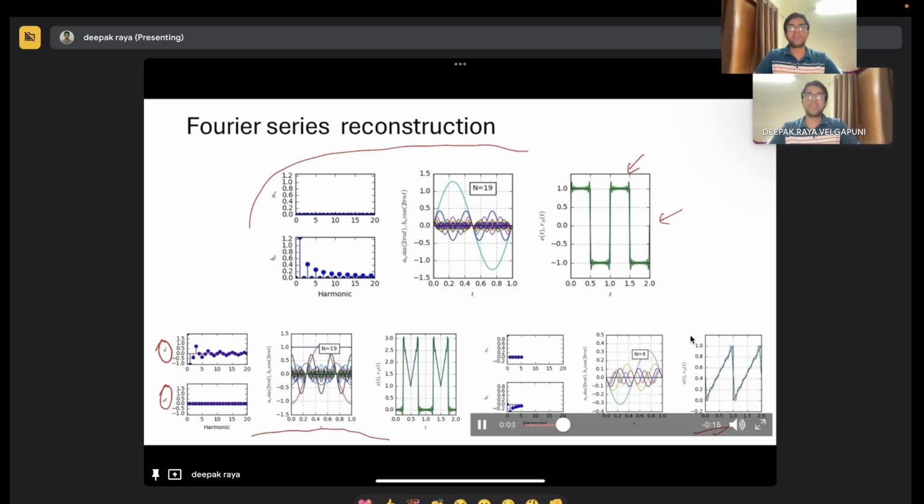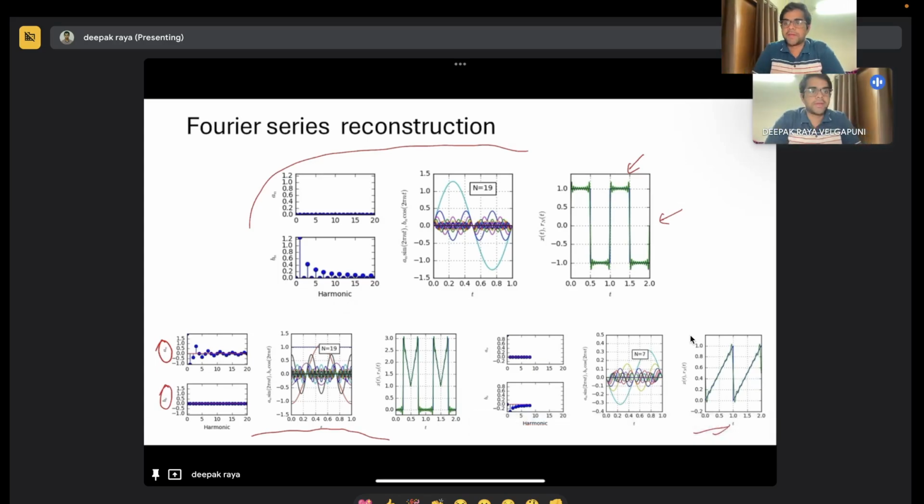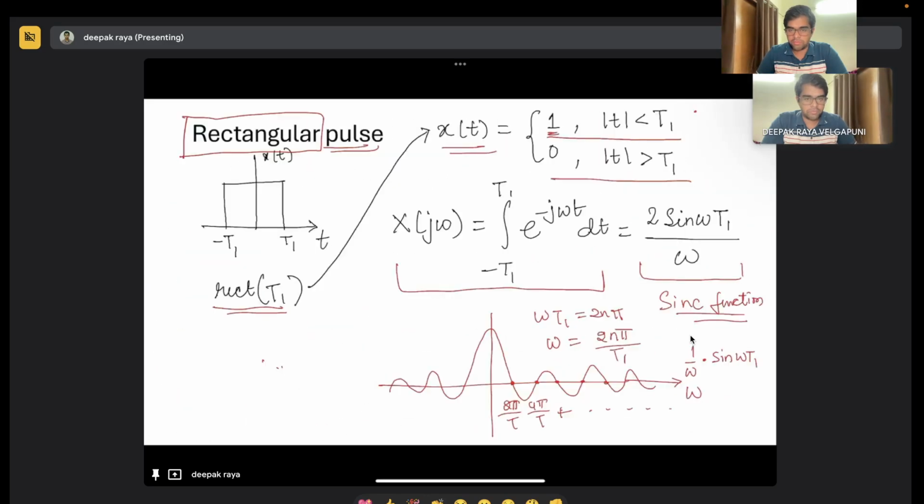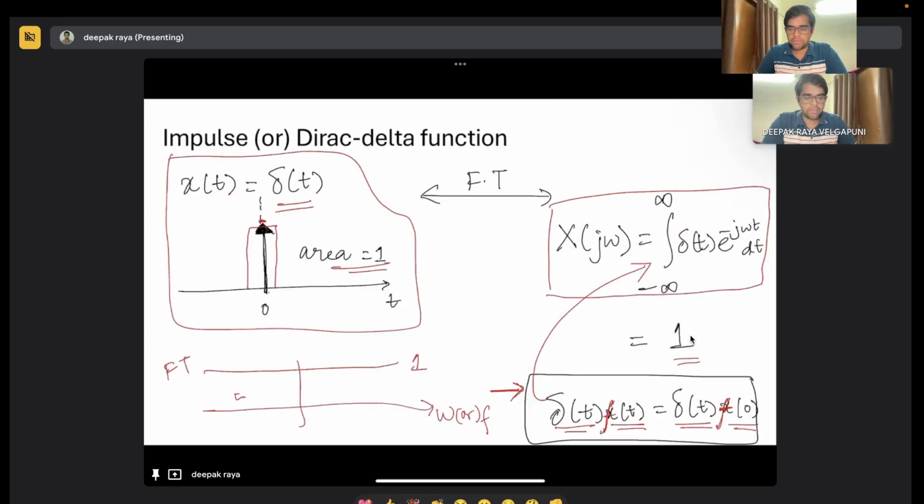So I think in this last slide you showed that sine omega naught t in the frequency domain is just two impulses at omega naught and minus omega naught. Correct.